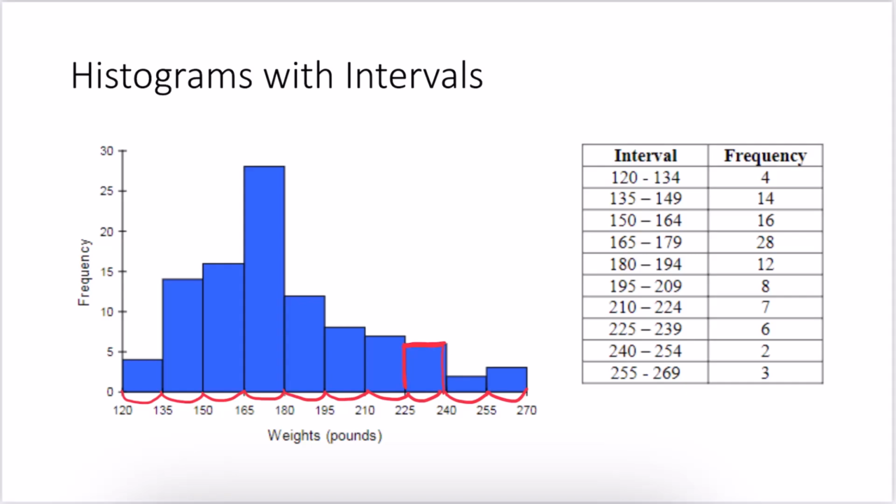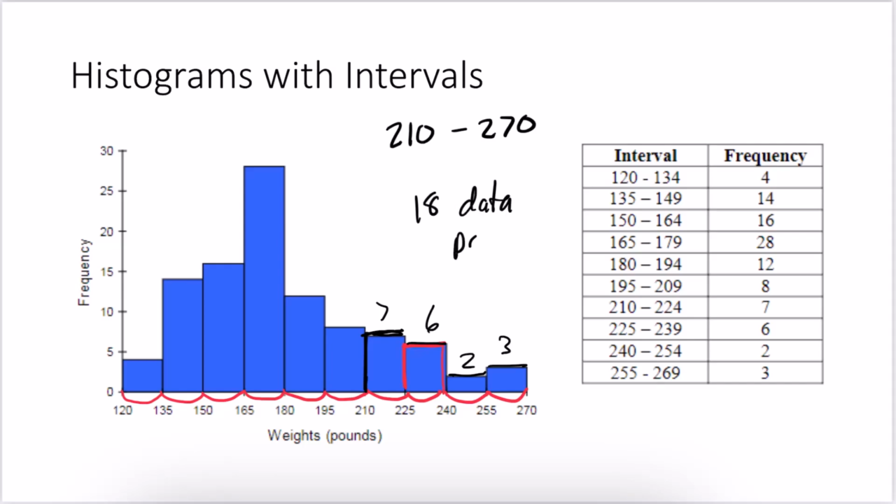On your assignment, you'll be asked to create some histograms as well as to interpret some histograms. For example, if you were asked how many of these data points are between 210 pounds and 270 pounds, you could say, well, here's my 210 mark, and it looks like I have 7 data points in this block, then 6 data points in this block, 2 in this block, and 3 in this one. So the number of data points between 210 and 270 would be 7 plus 6 plus 2 plus 3, which is a total of 18. So you could say that there are 18 data points within this range.